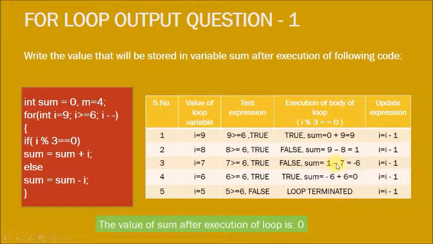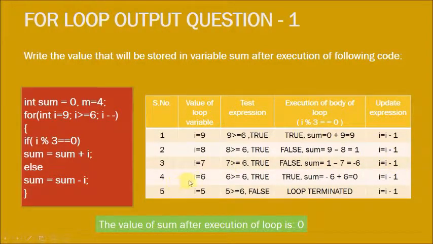So it is 1 minus the value of I, which is 7. So 1 minus 7 is equal to minus 6. After the execution of this step, the program control will go to the update expression, that is I minus minus. So 1 will be subtracted from I. The value of I was 7 in this case, so 7 minus 1 will become 6.